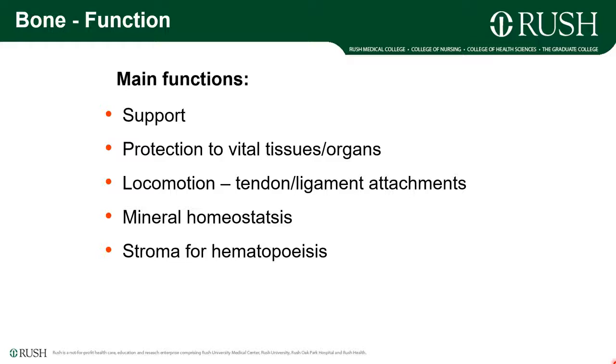Bone cells are also supportive of hematopoiesis. So bone marrow is consistent with hematopoiesis through the stroma that's provided by bone cells.